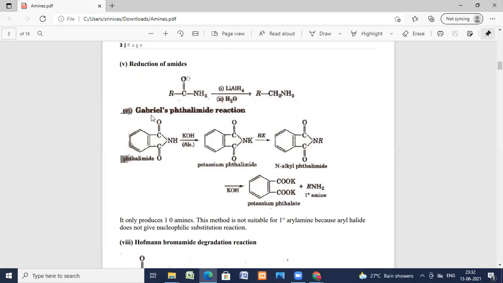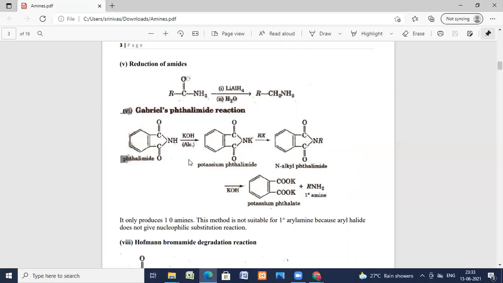Now, the next preparation is Gabriel phthalimide synthesis. In this reaction, phthalimide is treated with KOH to form potassium phthalimide. This reacts with alkyl halide to give alkyl phthalimide. Hydrolysis of this alkyl phthalimide with HCl gives primary amine.